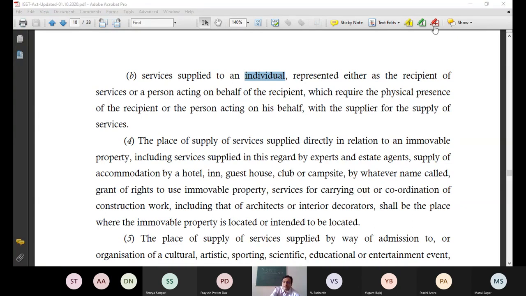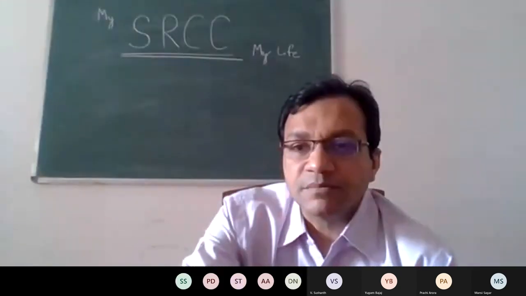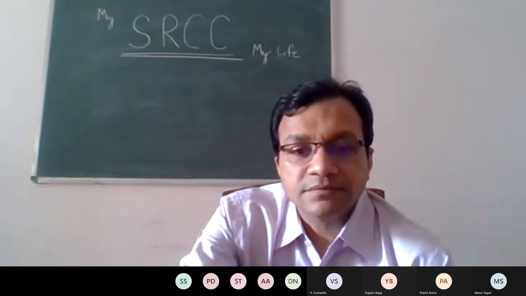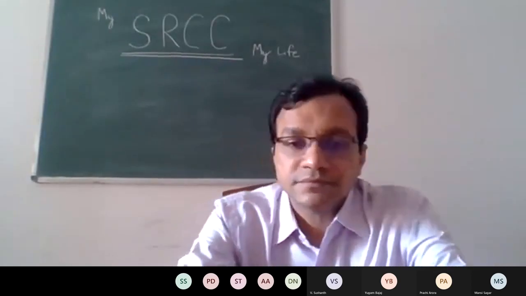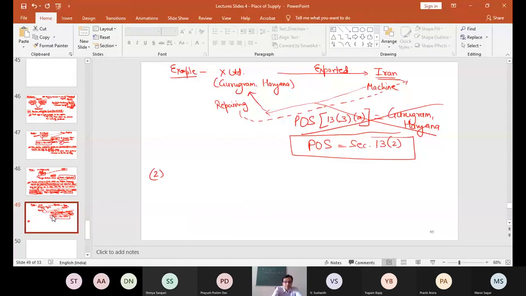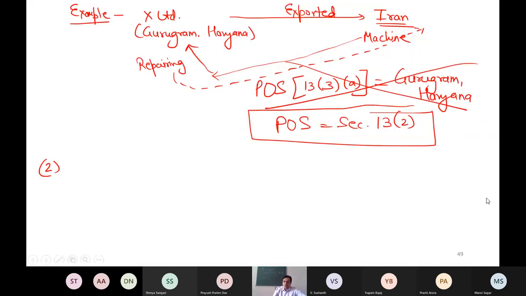So let me simplify this with the help of an example. A simple example. Though it is not a second heading, I have framed it as a second heading. But in the Act it is section 13, subsection 3, clause B.